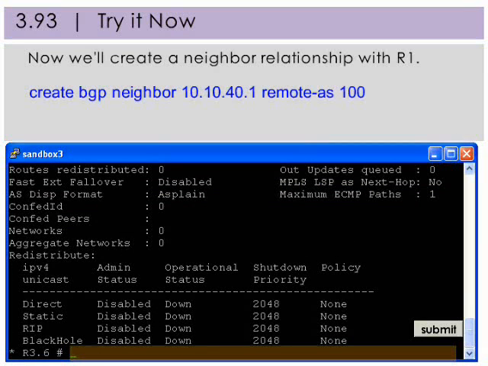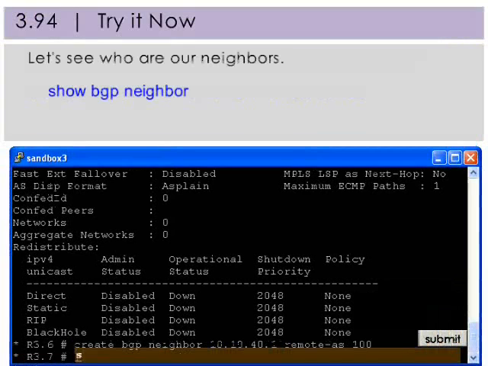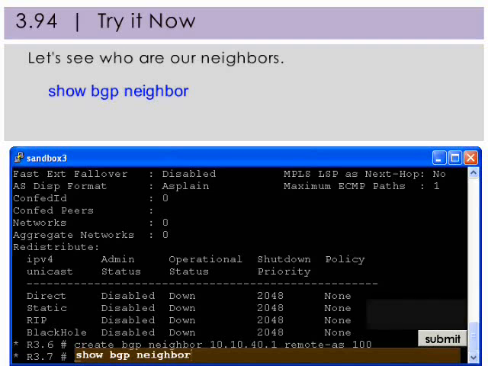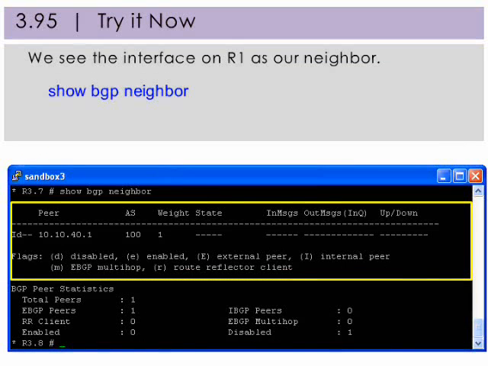Now we'll create a BGP neighbor relationship with R1. Note that this neighbor must be on the same network, so you must use the switch interface for the neighbor rather than the router ID for this neighbor relationship. Let's see who our neighbors are. We now see router 1, R1, with its correct information as our neighbor. We see that it is currently identified as an internal neighbor and disabled, as indicated with the I and the D at the beginning of the line.